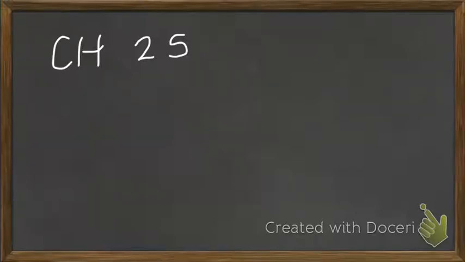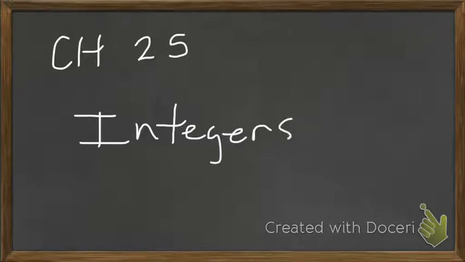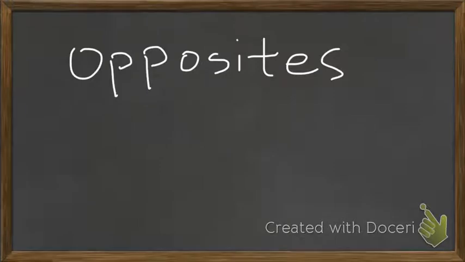To get ready for testing, we're going to be doing a bunch of chapters in the next 3 weeks, kind of skipping around just to get them ready. So for this week, we're going to start with chapter 25 and 26, possibly 27, but the first lesson has to do with integers, and that is positive and negative numbers. We'll start off with opposites.